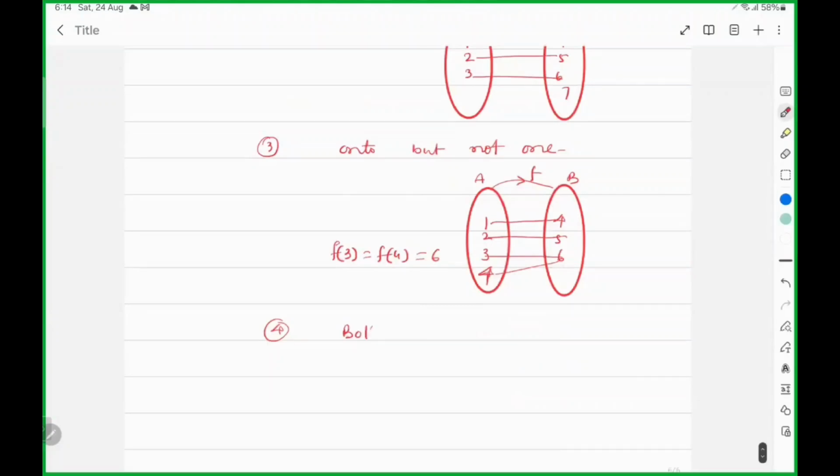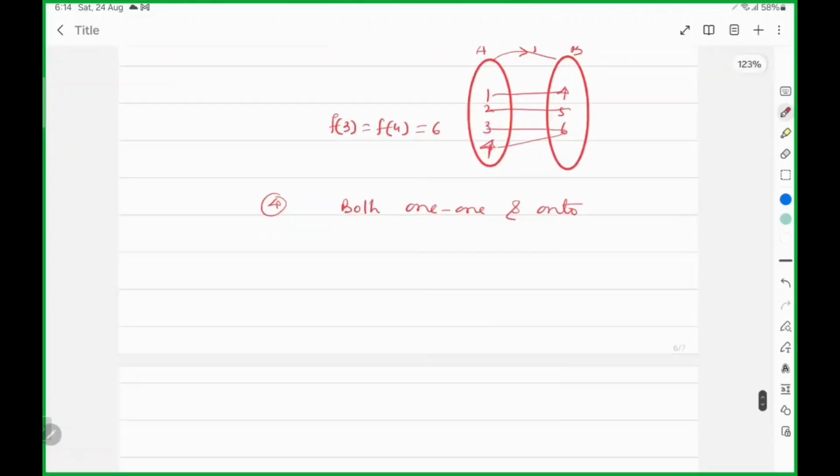Both one-one and onto. Here it is. Elements are distinct images.